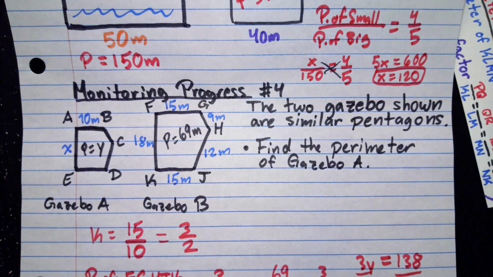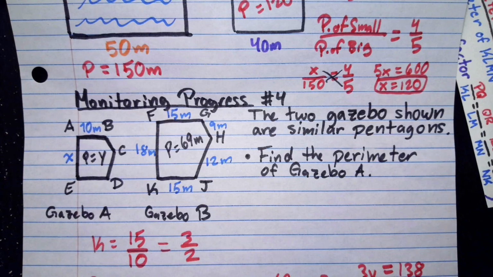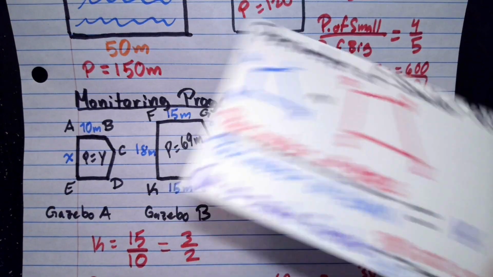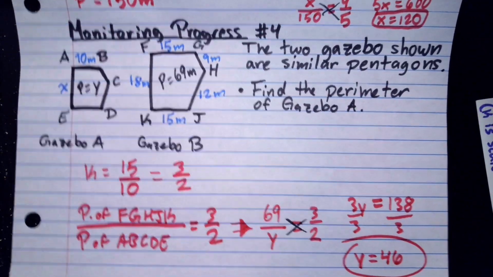And we found that without needing to even figure out x. So that's why this theorem is actually pretty useful. We don't need to know all of the side lengths for our figure. As long as we have one corresponding side length and we're able to find the scale factor, we're going to be able to solve these types of problems.